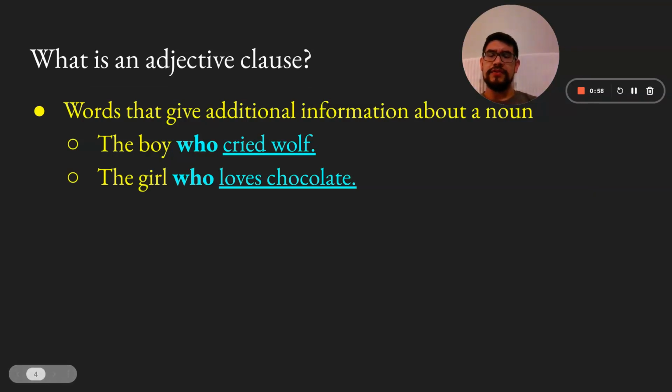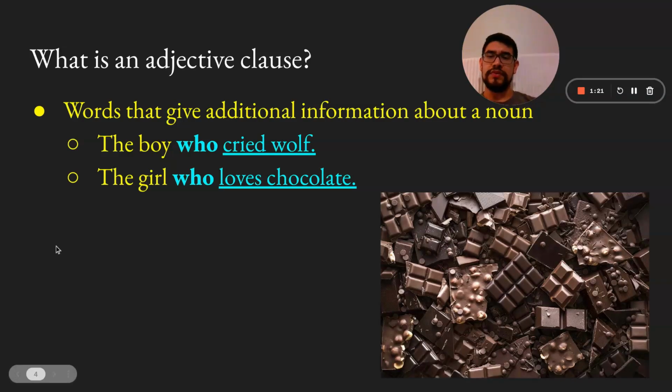Okay, so what is an adjective clause? As we saw with the title of the book, The Boy Who Cried Wolf, an adjective clause is additional information about the noun. So our noun would be the boy, and our additional information would be who cried wolf. With the second example, the girl who loves chocolate. Which girl? It's the girl that loves chocolate. It's getting into specific information about the noun.